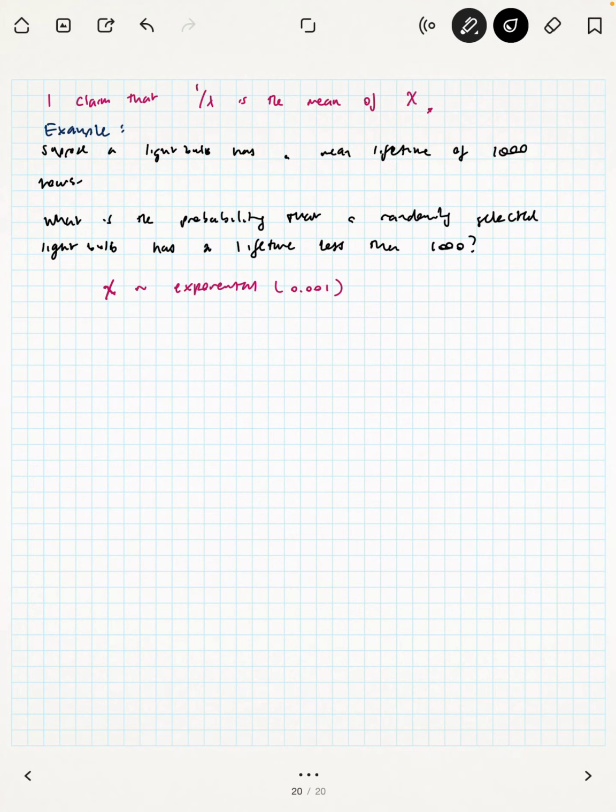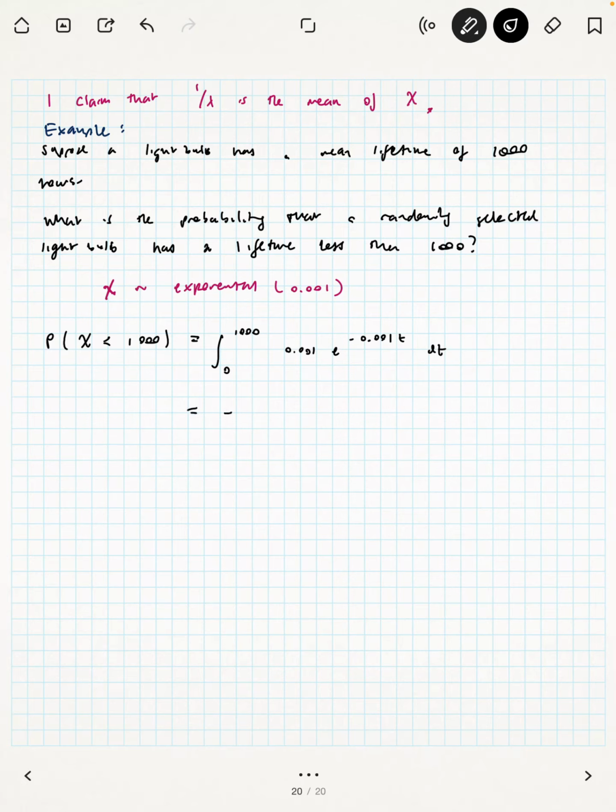Then we're asking for the probability that this random variable takes on a value less than 1,000, which is going to be the integral from 0 to 1,000 of lambda e to the negative lambda t. So 0.001 e to the negative 0.001 t dt.